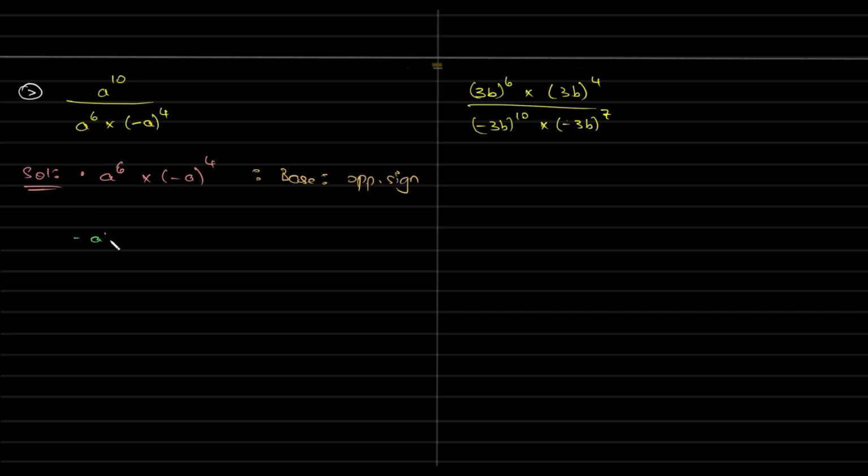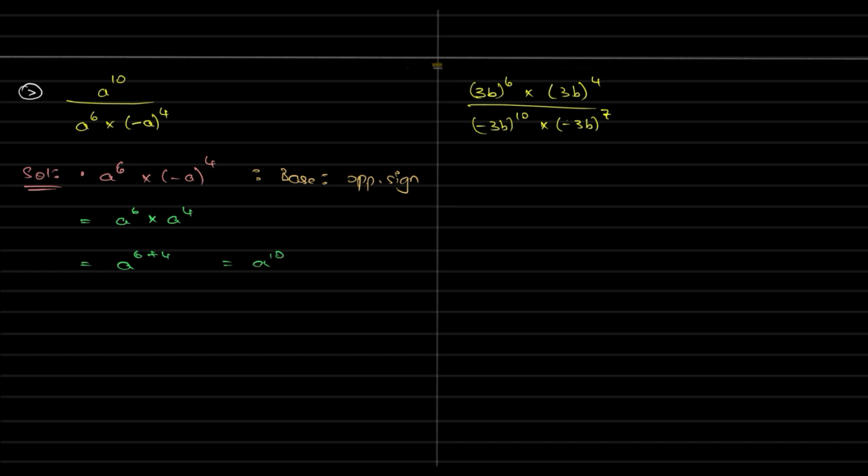So negative a to the power of 4 is nothing but positive a to the power of 4, is it not? So you can write it separately, or you know already, so you need not keep writing all of this. You can directly write a to the power of 6 into positive a to the power of 4, and this is a to the power of 6 plus 4, which is nothing but a to the power of 10.